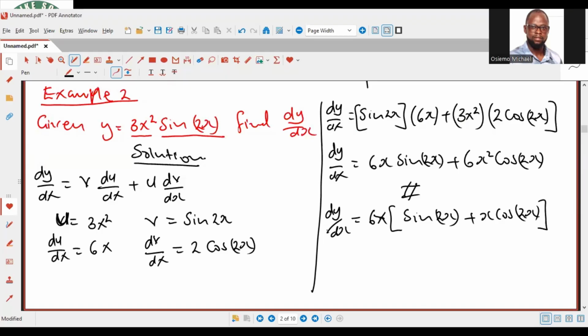So I want to give an exercise. Exercise for this one. Given y is equal to exponential 3t ln of 40 and cos 3t, find dy dt.